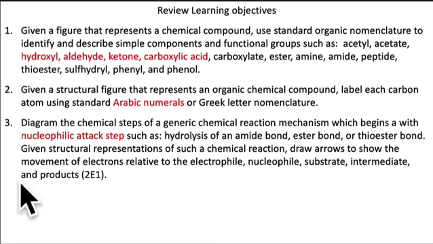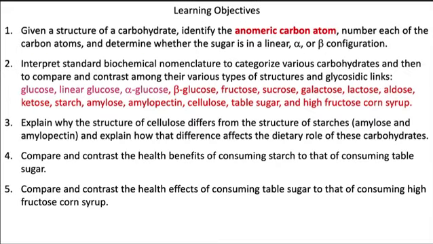And again, we're going to use a lot of nucleophilic attack steps in looking at sugars. In addition, there's going to be a little bit of new nomenclature. We did look at the anomeric carbon before. I'm going to define that more carefully again. And again, notice glucose, linear glucose, alpha glucose, beta glucose, fructose, sucrose, galactose, lactose, aldose, ketose, starch, amylose, amylopectin, cellulose, table sugar, and high fructose corn syrup. Awful lot of oses in there because they're sugars. This type of nomenclature underlies our discussion of carbohydrates.